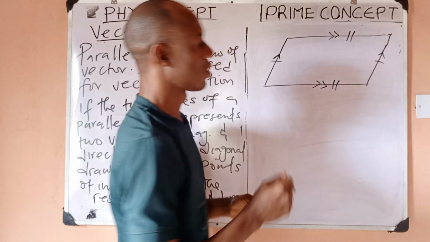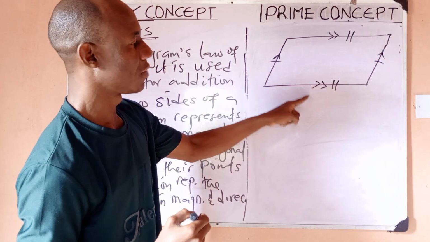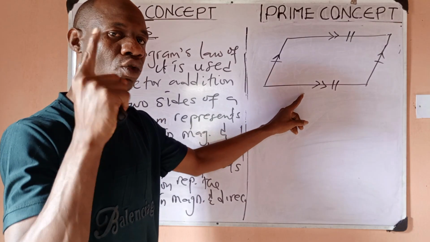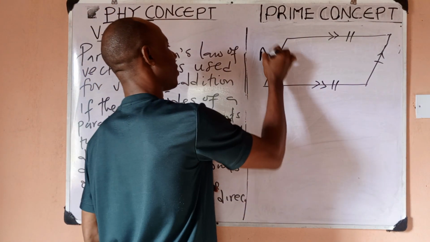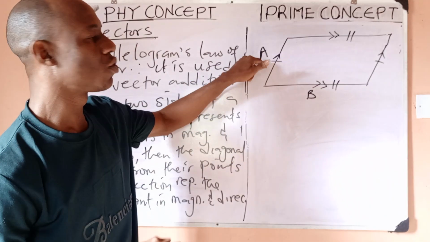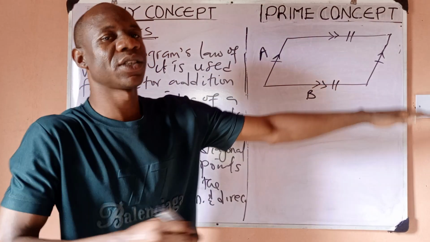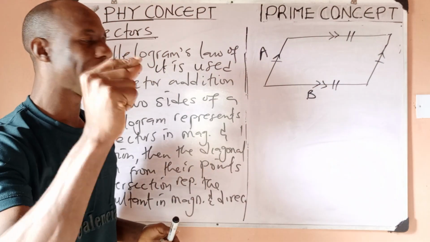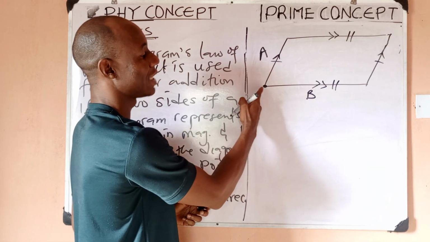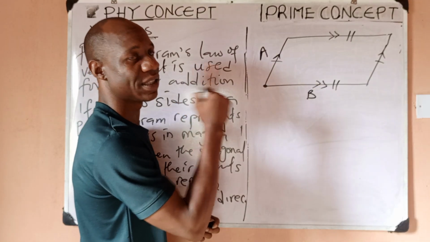Now, this parallelogram law of vectors is saying that if the two sides of a parallelogram, which is this side and this side, represent two different vectors, so let's say this is vector A and this is vector B, so it means that if these two sides represent two vectors in magnitude and in direction, this is the direction of this and this is the direction of this. Then the diagonal drawn from their point of intersection, this is their point of intersection, if I draw a diagonal from their point of intersection, that diagonal will represent their resultant.